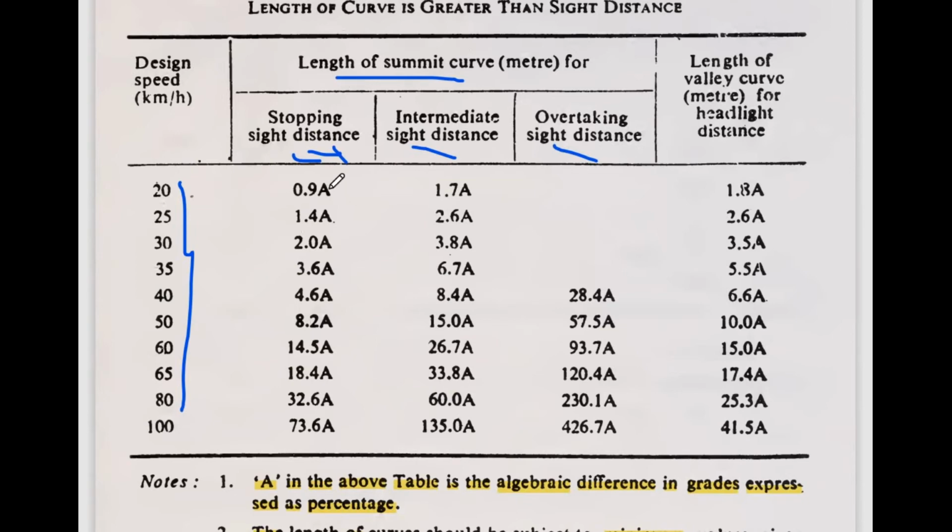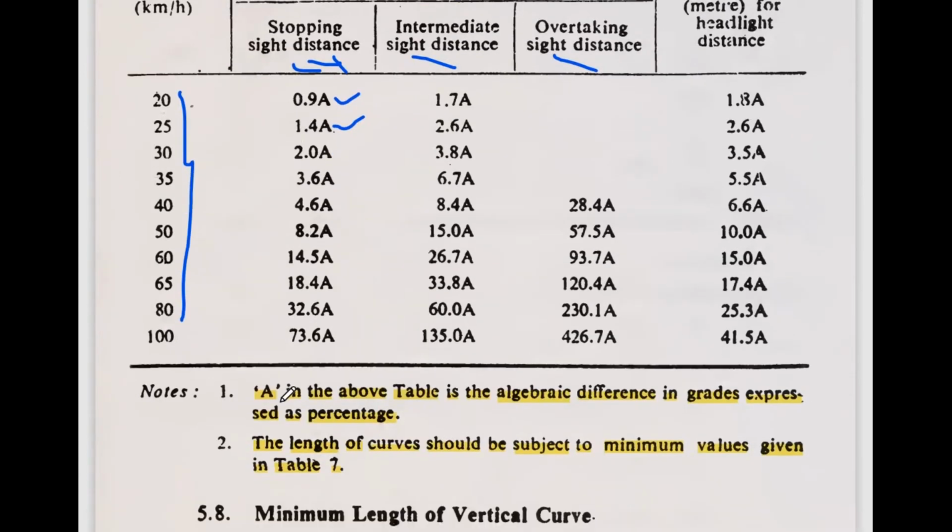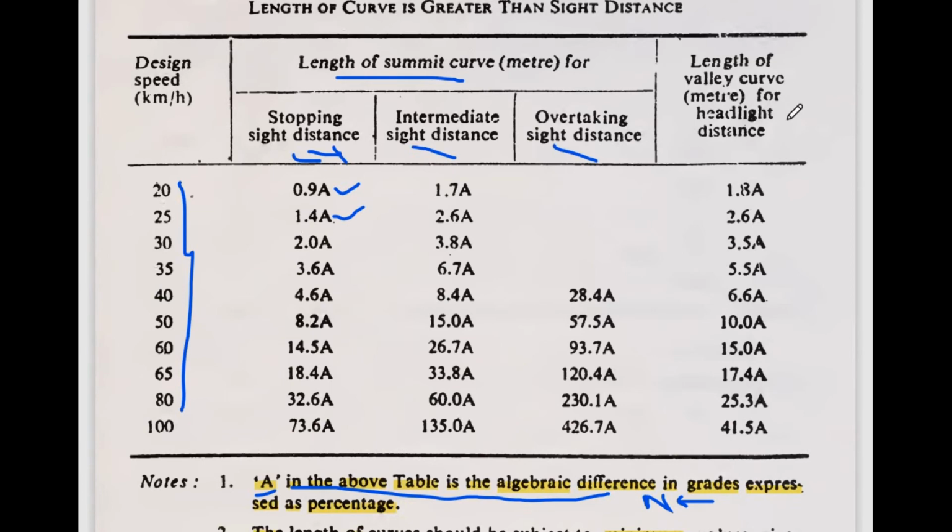They have mentioned the length of summit curve, which is 0.9A, 1.4A. So what is this A? They have mentioned in the note, A in the above table is the algebraic difference in the grades expressed as percentage. So whatever the value of N we have calculated, that is the deviation. This value of N in percentage is nothing but the A value. Okay, in the last column you can see the length of valley curve for the headlight sight distance. So we'll see this part next.